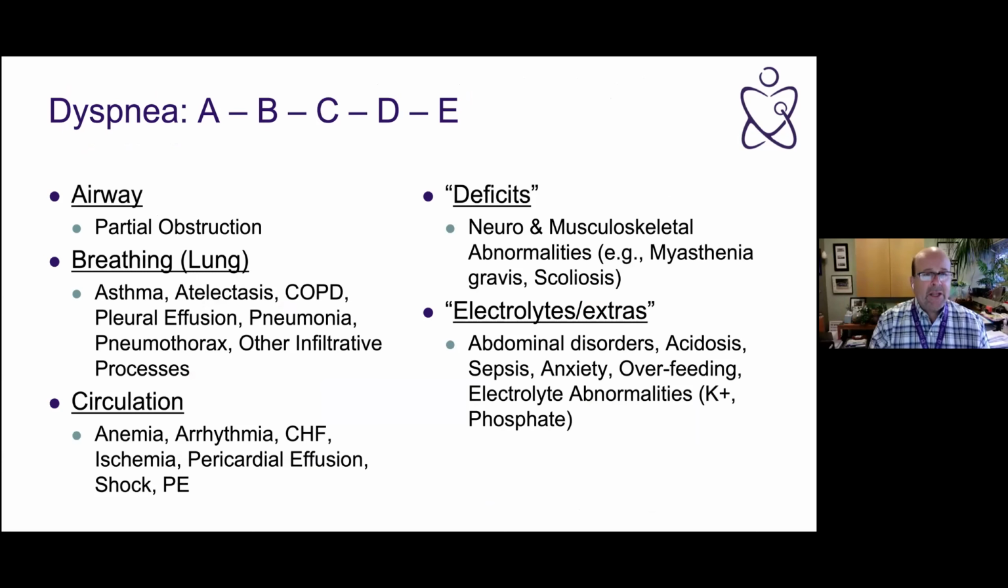And the dyspnea survey looks like this. A is for airway. And there are patients who have partial airway obstruction, and that can be upper airway obstruction or a mucus plug, a lower airway obstruction. And these things absolutely develop. And so never forget about airway obstruction.